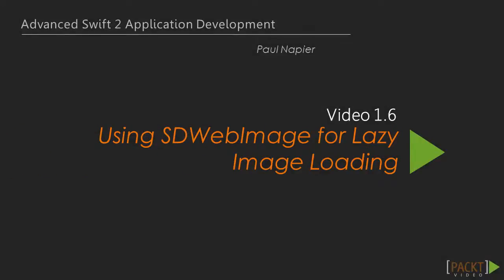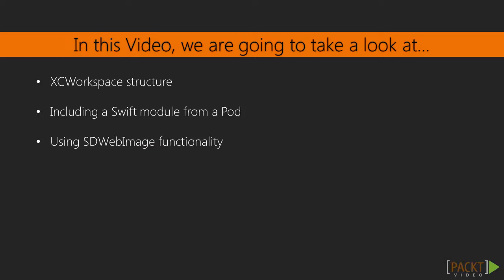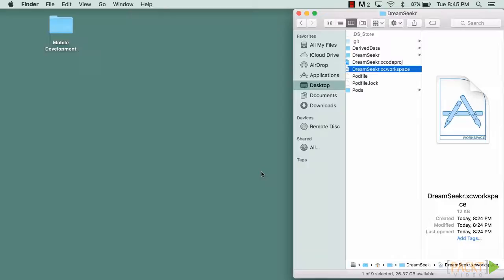In the previous video, we learned how to install a Cocoa pod and integrate it into our project. However, now we want to actually implement this third-party library and start working with the code. In this video, we're going to first have a look through the XC workspace structure and see what's changed. Then, we're going to look at how we can include a Swift module from a pod. And finally, we're going to use the SDWebImage functionality to include it in our project.